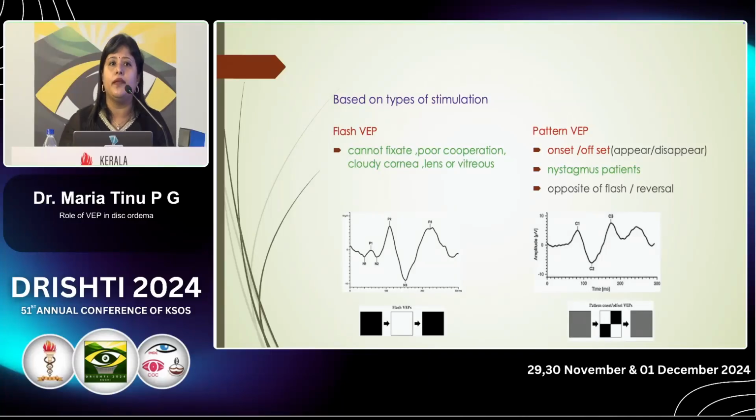Whereas in pattern VEP, the first type is the onset offset type. Here the checkerboard pattern is made to appear and disappear. It should be used in nystagmus patients, because if we use pattern reversal VEP in a nystagmus patient, it will exacerbate the nystagmus. The waveforms we get are C1, C2, C3. It is opposite to that of flash and reversal, because the first wave is a positive wave followed by a negative wave, then again a positive wave. C1 is at 75 milliseconds, C2 at 125, and C3 at 150 milliseconds.